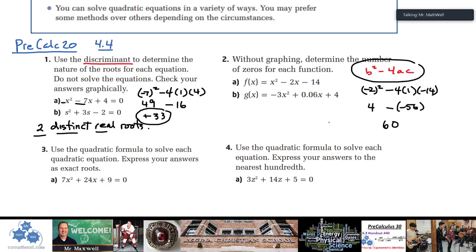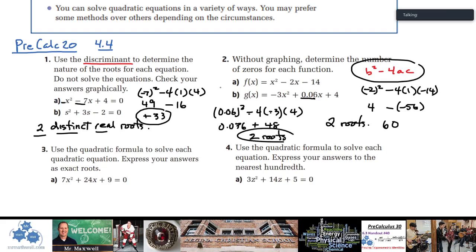So for a, there are going to be 2 roots. And if you did the same thing for b, b squared, 0.06 squared, minus 4 times negative 3 times 4. The first part is a really small number, 0.06 times 0.06 is 0.0036. And this is minus a negative, so plus 12 times 4, 48. That's going to be a positive number as well, and there are going to be 2 roots here. That's all you need to know. Okay? So that's for b.